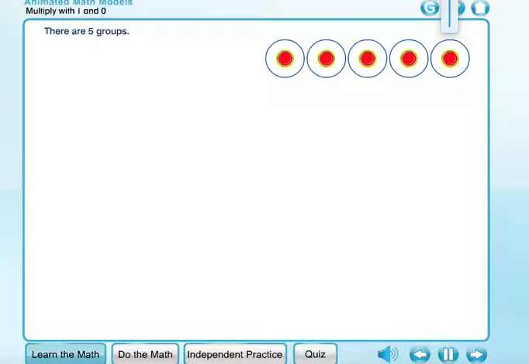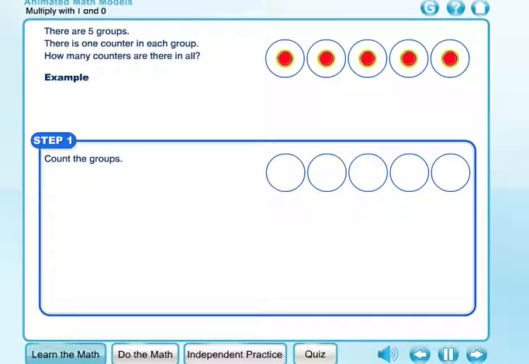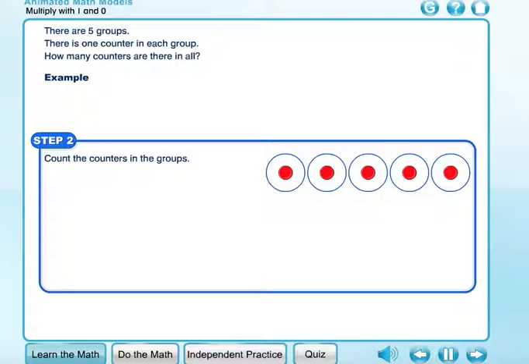There are 5 groups. There is 1 counter in each group. How many counters are there in all? Example. Step 1. Count the groups. 1, 2, 3, 4, 5. So there are 5 groups. Okay, 5 groups. So our first factor is 5. We know that for sure. Step 2. Count the counters in the groups. There is 1 counter in each group. So, there are 5 counters in all.